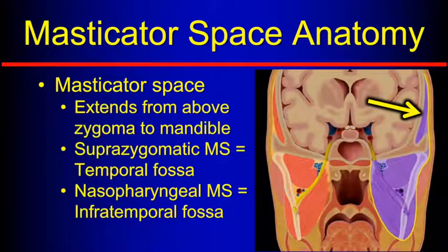There is a part above the zygomatic arch. So there's a suprazygomatic masticator space, and there's an infrazygomatic masticator space, or the temporal fossa and the infratemporal fossa as these different areas. And we see here cranial nerve V3 going through that space to enter the mandible from foramen ovale through the masticator space between the lateral and medial pterygoid.